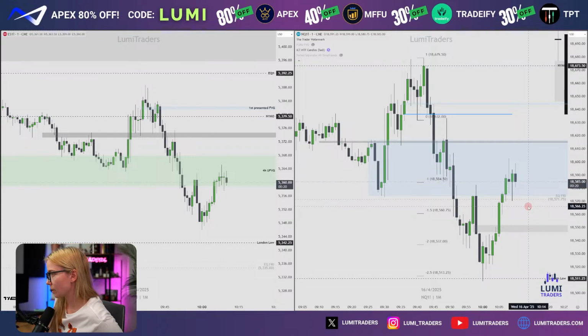Once again, guys, I'm not going to stop you from taking any trade. So if you see an A plus setup, you must take the A plus setup no matter how it's going to end. If it's going to be losing or winning, you must take this no matter what.